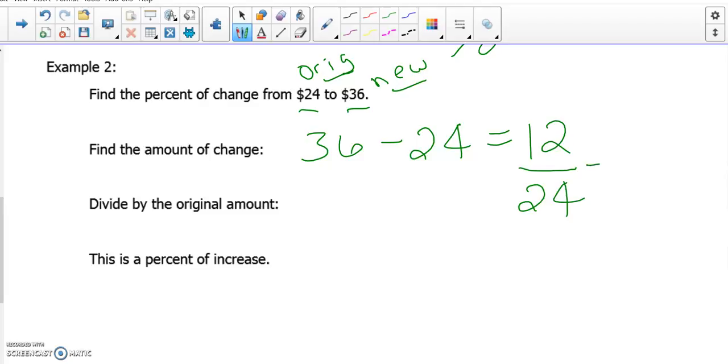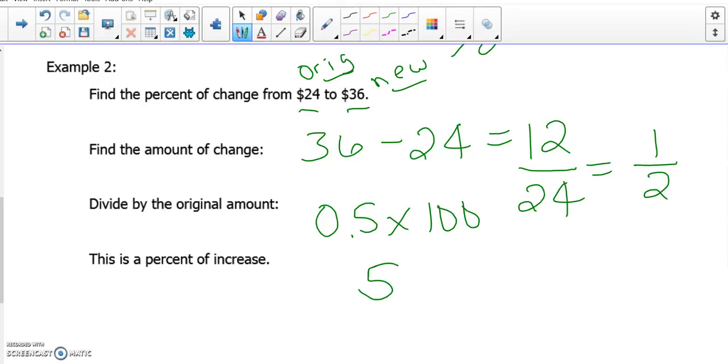divided by 24, which is going to give us a fraction of 1/2. And then we're going to take that and we're going to multiply that by 100. Remember, 1/2 is simply 5/10. And when we multiply that by 100, we get 50. So that means that that was a 50% increase from our original amount.